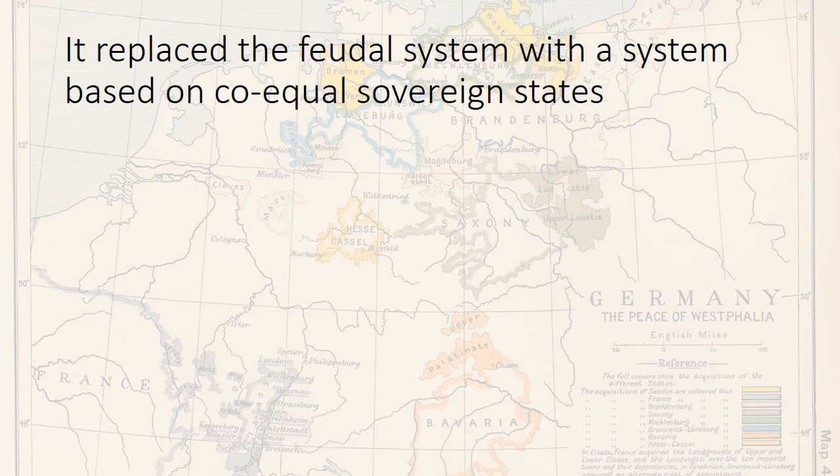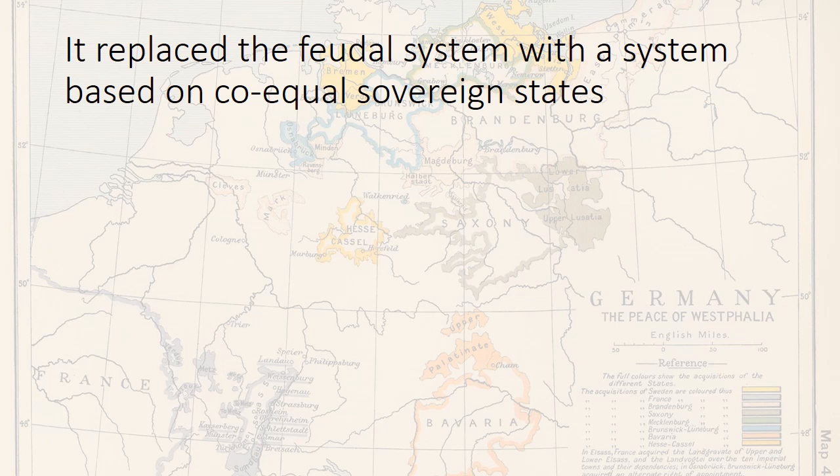The Peace of Westphalia consisted of a series of peace treaties that ended a number of conflicts in medieval Europe. And what the Peace of Westphalia did was to essentially replace the feudal system of medieval warlords and nobles with a system based on co-equal sovereign entities. The Peace of Westphalia established the notion of equal sovereigns who were equal with every other sovereign state.